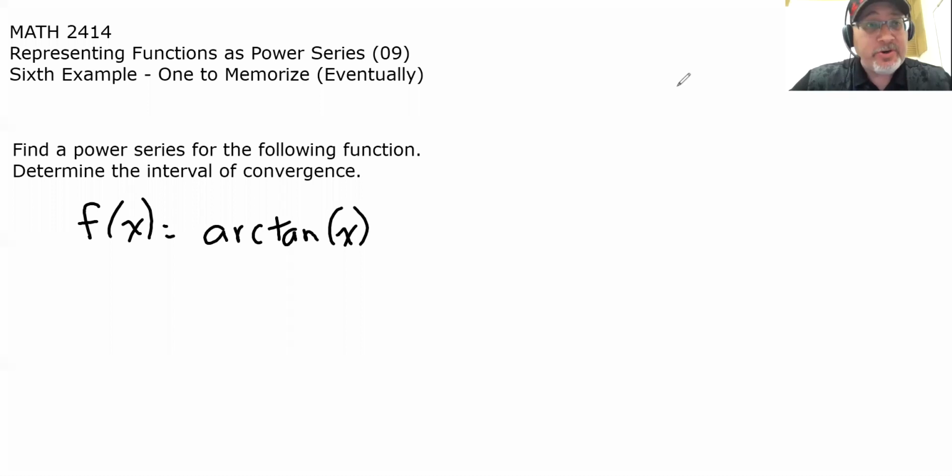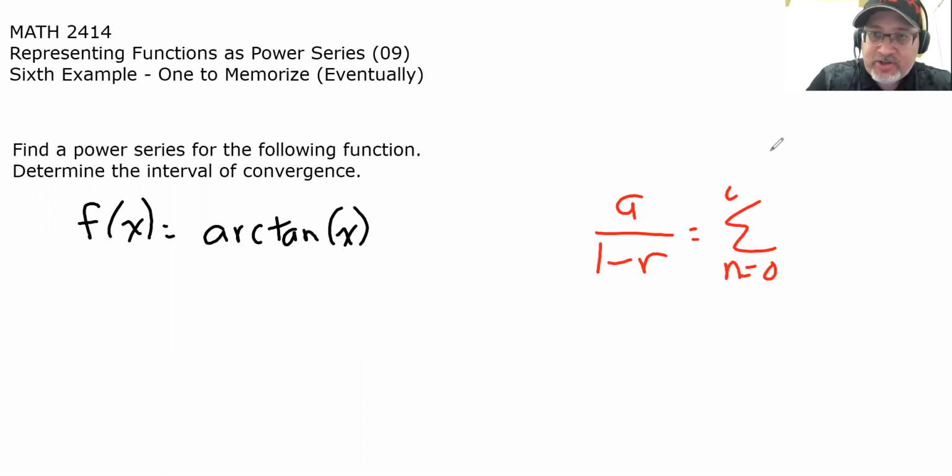All right, so no big surprise here. We're going to find the power series for f of x equals arctangent of x, and we're going to determine the interval of convergence. The game plan that we've been playing out so far is to try to take a function and associate it with something that has this structure. Because if we have that structure, then we can rewrite the function as the series, the sum from n equals 0 to infinity of a times r to the nth power, when the absolute value of r is less than 1. And the tricks that we have at our disposal now are derivatives and integrals.